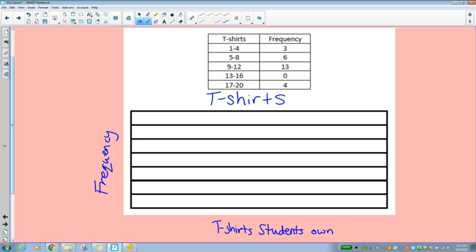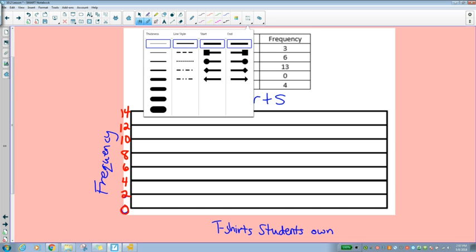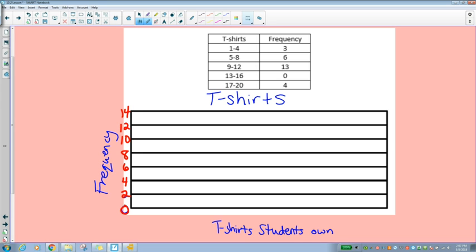And now I'm going to look at what I'm going to count my frequency by. It looks like I have 8 lines, and I know that in my frequency I go from 0 to 13. So I'm going to count my frequency by 2s. I'm going to start with 0 on the bottom, and then each line is going to be worth 2. I have plenty of room for those. So whatever you count your frequency by, again, you have to count by the same amount each time as you are writing them in. And then I'm going to list my t-shirt intervals.